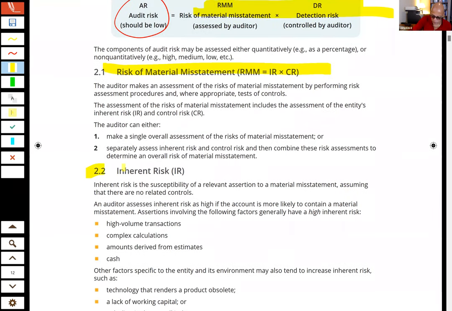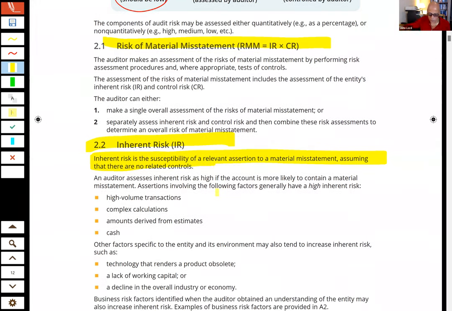Inherent risk is the susceptibility of a relevant assertion to misstatement, assuming there are no related controls. So I always call this the pit bull, right? The pit bull is barking, and if there's no control, there's no leash, the pit bull can just attack at will on the financial statements. I'm not trying to disparage pit bulls, I'm just trying to create a visual, okay?